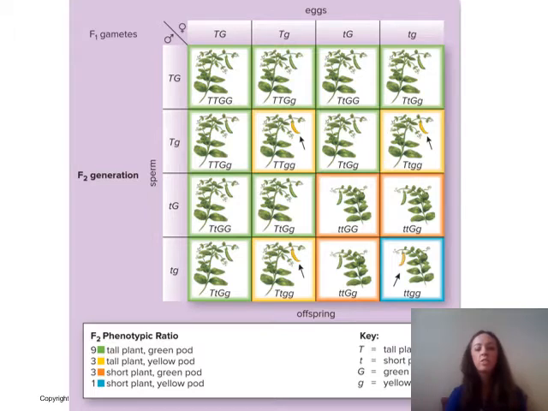3 had the dominant trait for height, but the recessive trait for seed color. 3 had the recessive trait for height and the dominant trait for seed color, while 1 had both recessive traits. Out of the 16 offspring, there are 9 different genotypes and 4 different phenotypes.